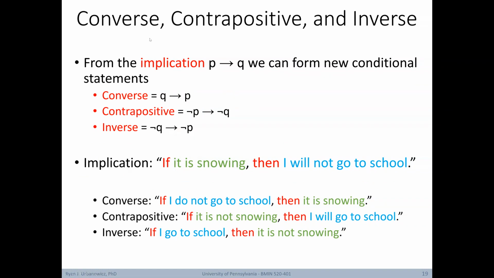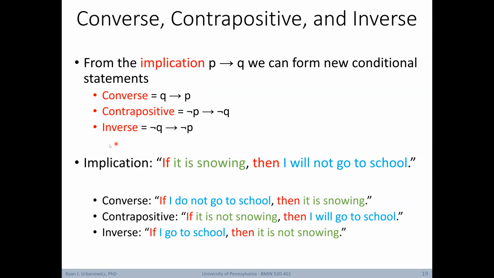Now let's discuss converse, contrapositive, and inverse. From the implication if P then Q, we can describe new conditional statements. If we have the statement if Q then P, this is called the converse. The statement if not P then not Q is called the contrapositive. And the statement if not Q then not P is called the inverse.